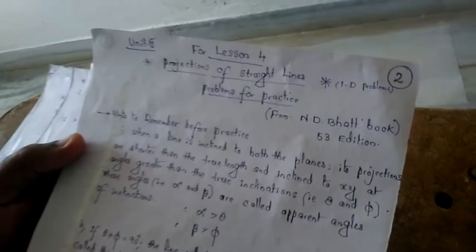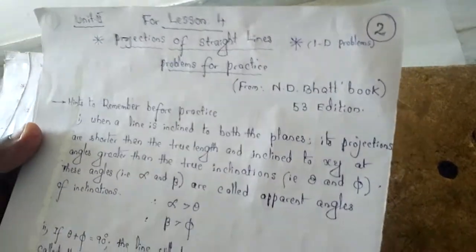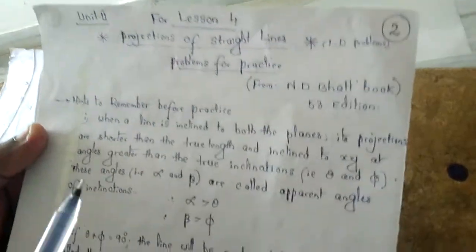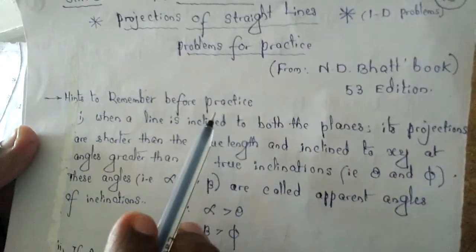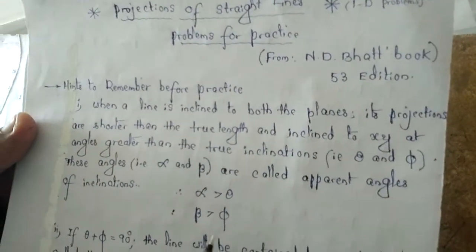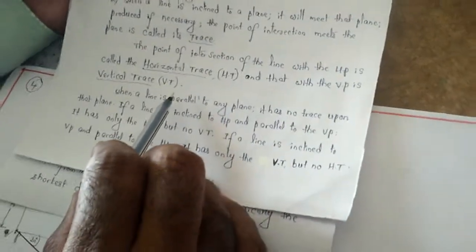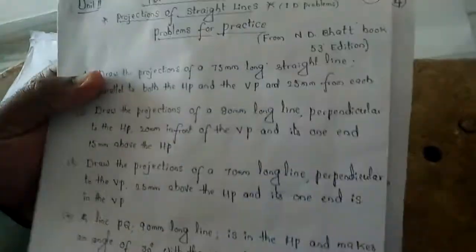So, dear students, for lesson 4, unit number 2, projection of straight lines, I already circulated the problems for practice. Before going to practice, here are hints to remember: how alpha, beta, theta, and phi are defined, how the traces work, what is HT, and what is VT. Read these properly so you get the idea. Afterwards, we will start the problems.